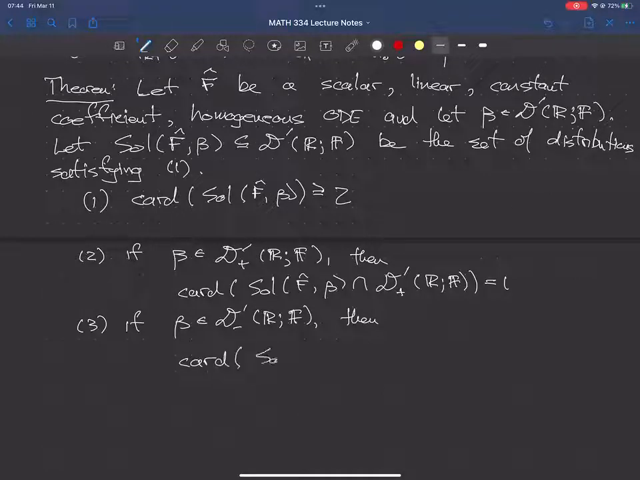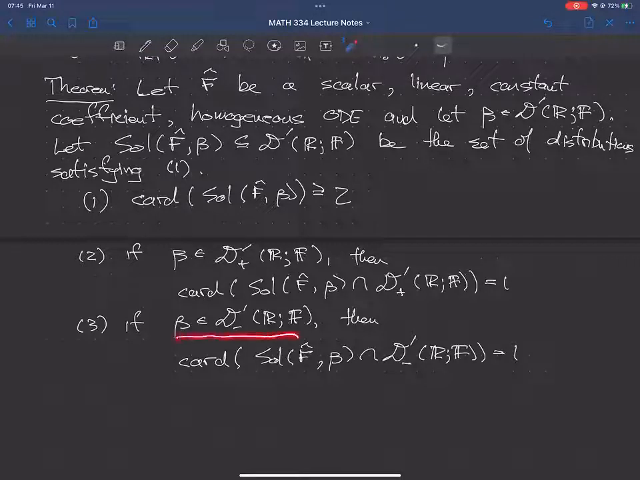Okay, so solve F hat beta intersect D prime minus. All right, so you get uniqueness when you restrict the support of the inhomogeneous term, and you similarly restrict the support of the kinds of solutions that you're going to consider. Okay, all right, nice.